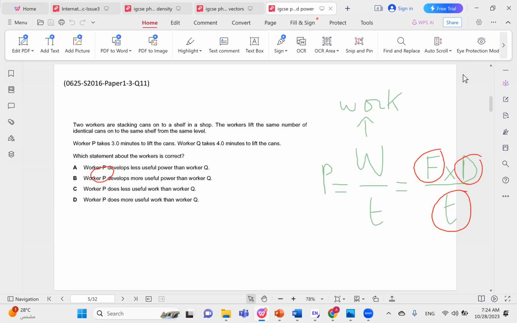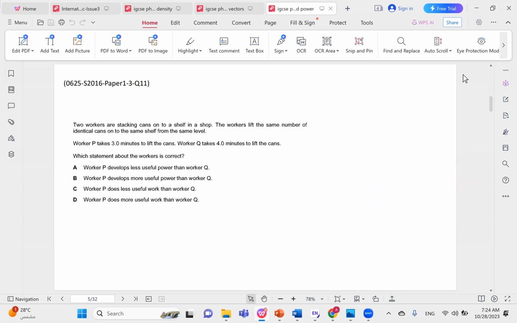Two workers are stacking cans onto a shelf in a shop. The workers lift the same number of identical cans onto the same shelf from the same level. Worker P takes 3 minutes to lift the cans. Worker Q takes 4 minutes to lift the cans. Which statement about the workers is correct? So we have two statements about power and two statements about work.